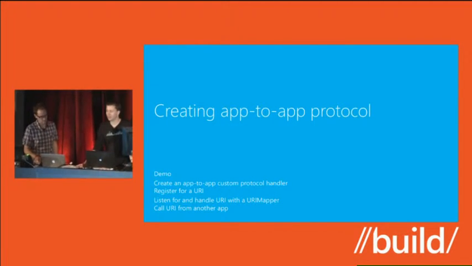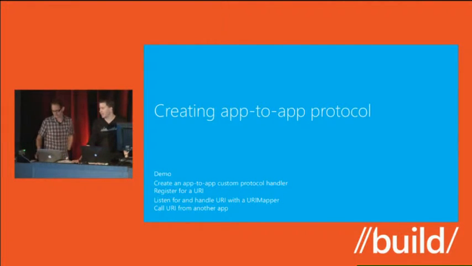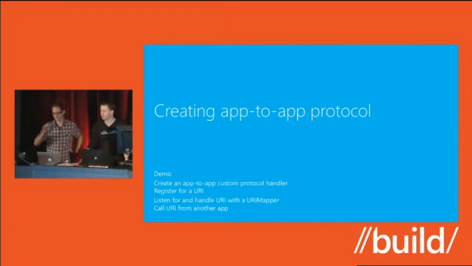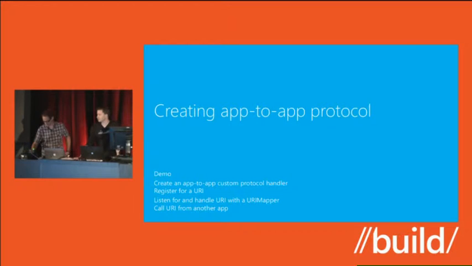So as Steve said, what I'm going to do now is show you how easy it is to add support for an app-to-app protocol in your own app. Basically, you register for the protocol handler, and then you add a little bit of code to accept the incoming URI, and then map it to something that makes sense in your app. So I am going to switch over to Visual Studio now.